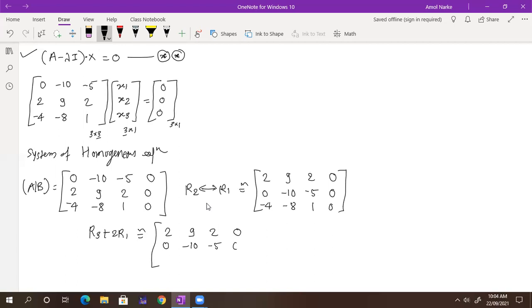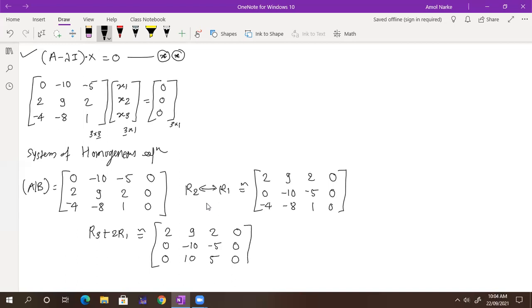And here 0. If I use R2 and R1, here minus 4 and that plus 4 becomes 0. Here minus 8 and plus 18. Am I correct? What is minus 8 plus 18? 10. And here R3 is nothing but 1 minus plus 4. That is nothing but 5. Or 0 0 0. Tell me, what is the next operation now?